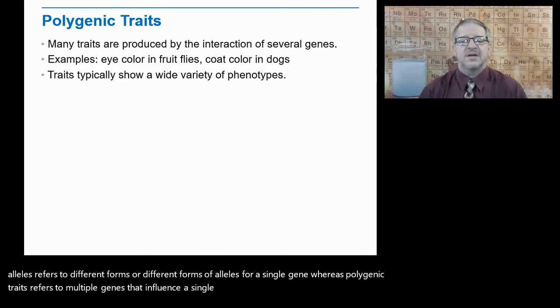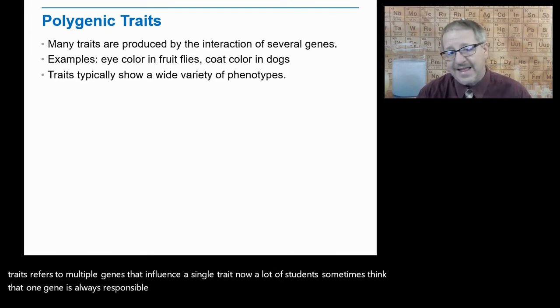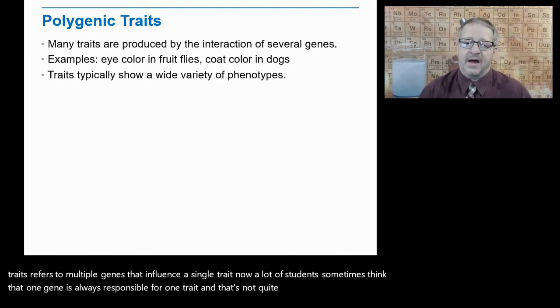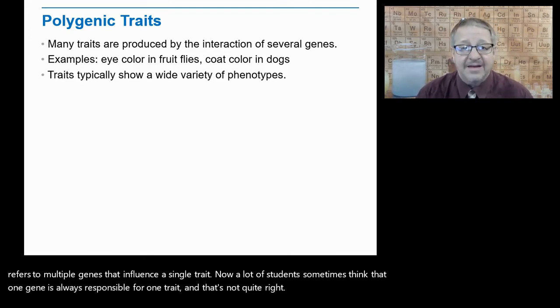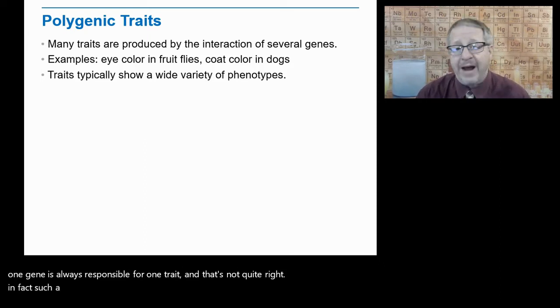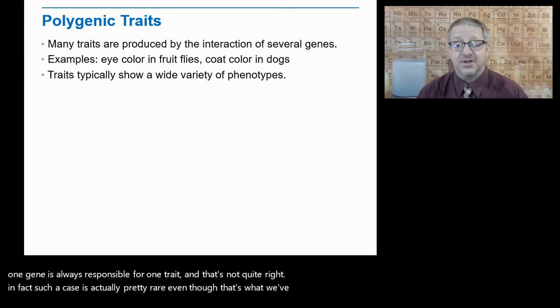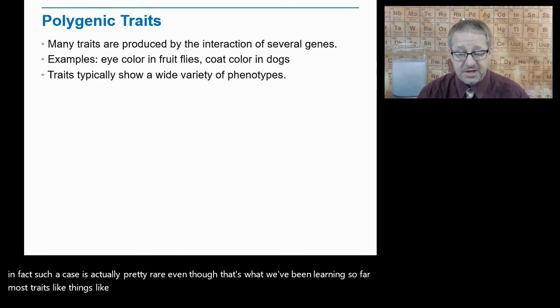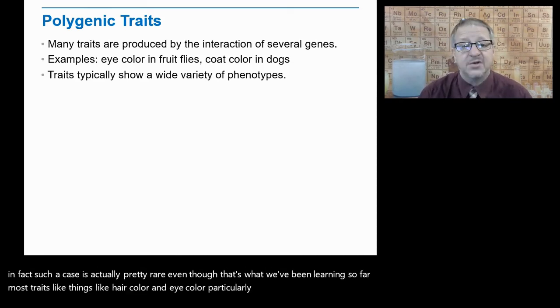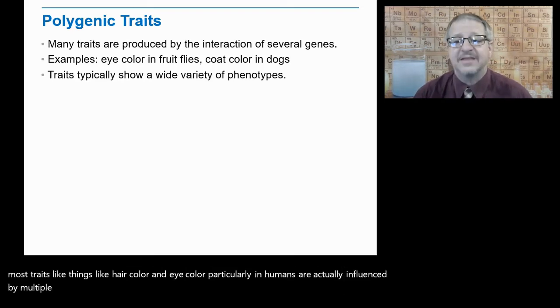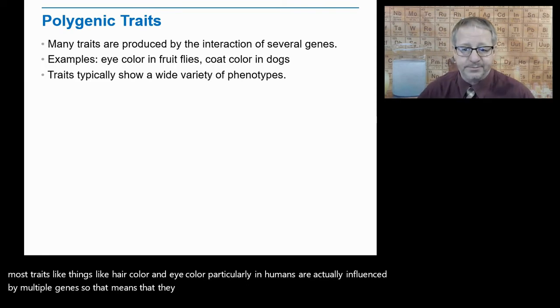Now, a lot of students sometimes think that one gene is always responsible for one trait, and that's not quite right. In fact, such a case is actually pretty rare, even though that's what we've been learning so far. Most traits, like hair color and eye color, particularly in humans, are actually influenced by multiple genes. So that means that they are polygenic.